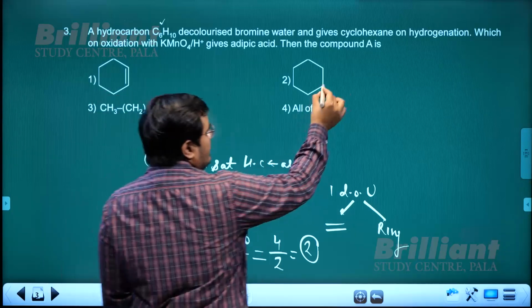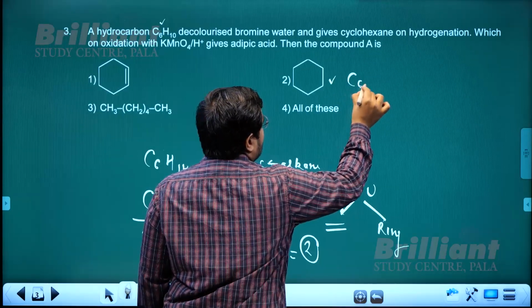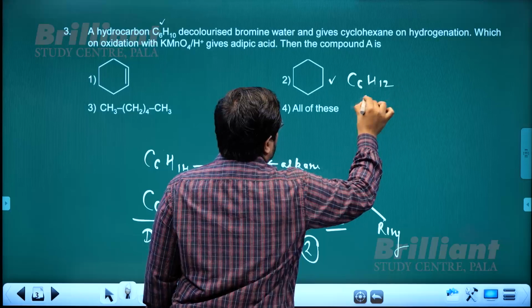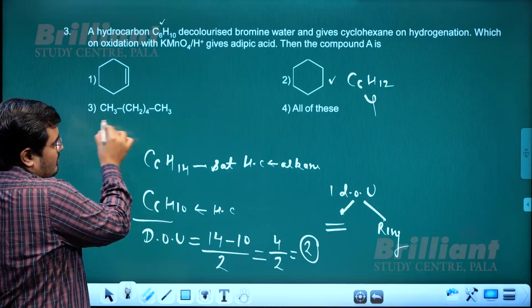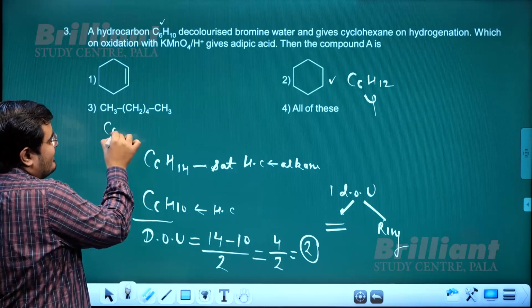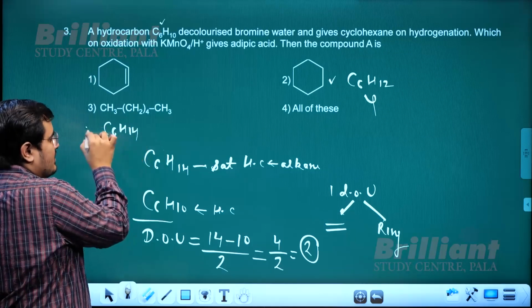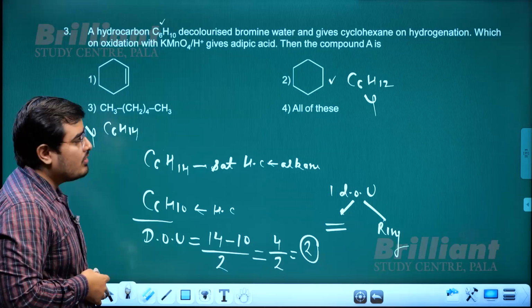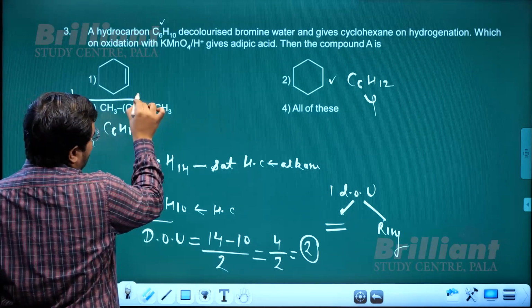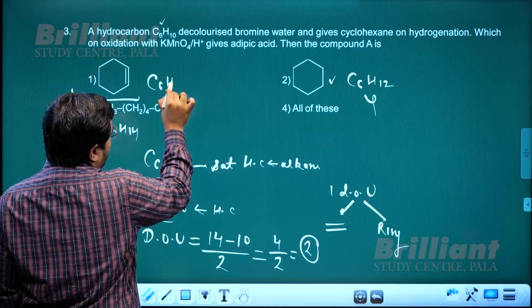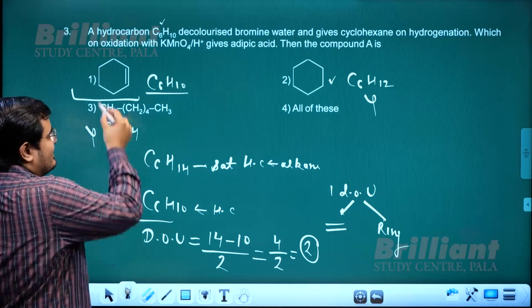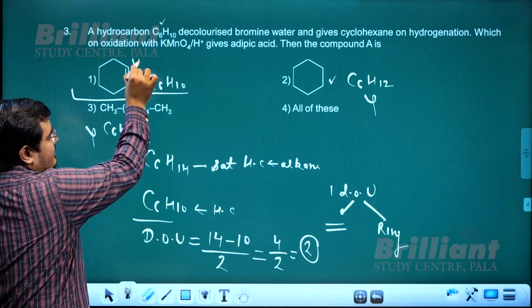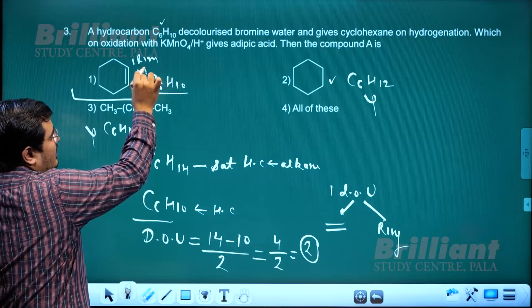If you write the molecular formula for this, you will get C6H12. So this cannot be my organic compound. If you write the molecular formula for this, you will get C6H14. This cannot be my given compound. Whereas only for option A, you will find that its molecular formula comes out to be C6H10, or the degree of unsaturation here is 2 because it contains 1 ring and 1 double bond.